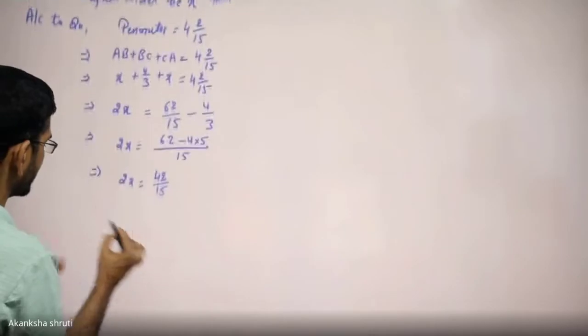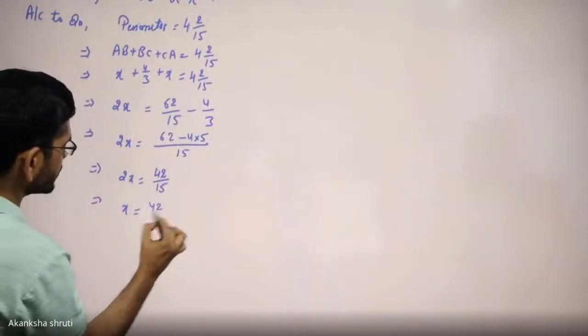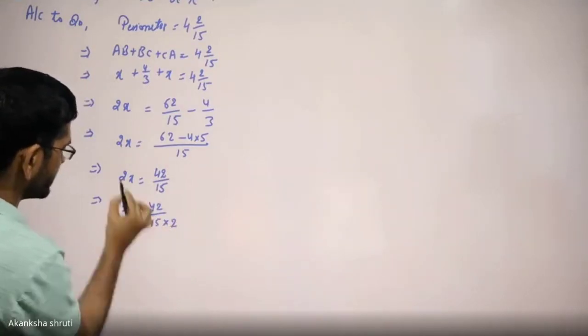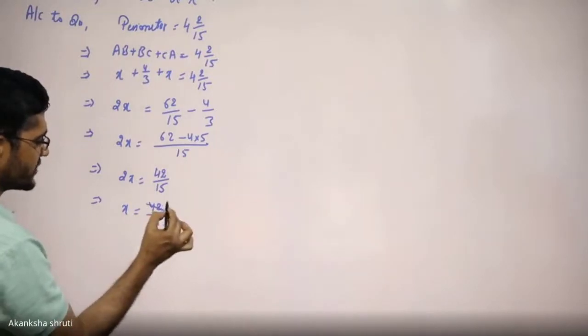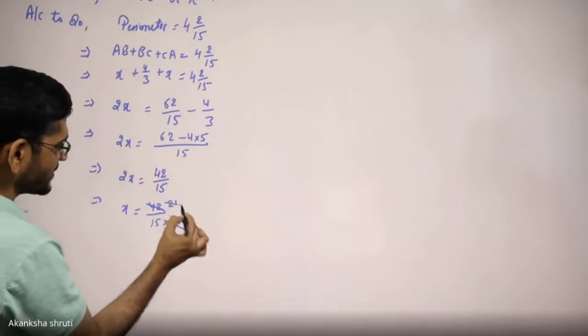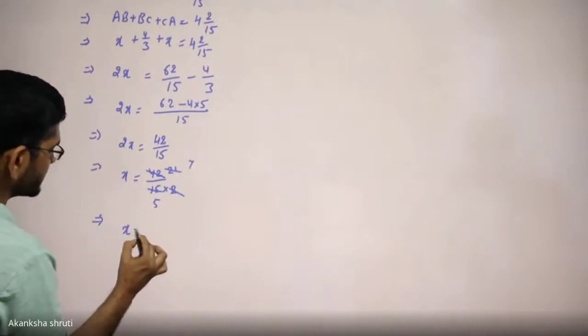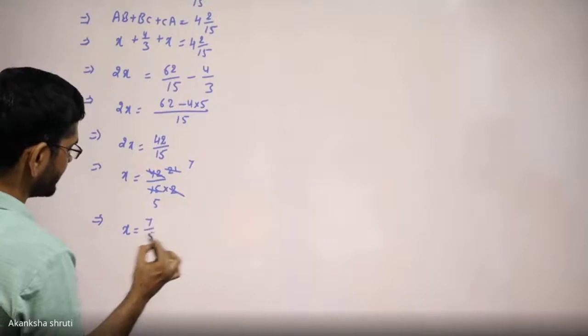So 62 minus 20 is 42 by 15. It is this one. Now what will be x? 42 by 15 into 2. This 2 will come in the denominator. Now cancel. This will go 21 times. Now 3 is still common. 7 threes are 21 and 7 fives are 35. So this simply tells that the other sides are 7 by 5.